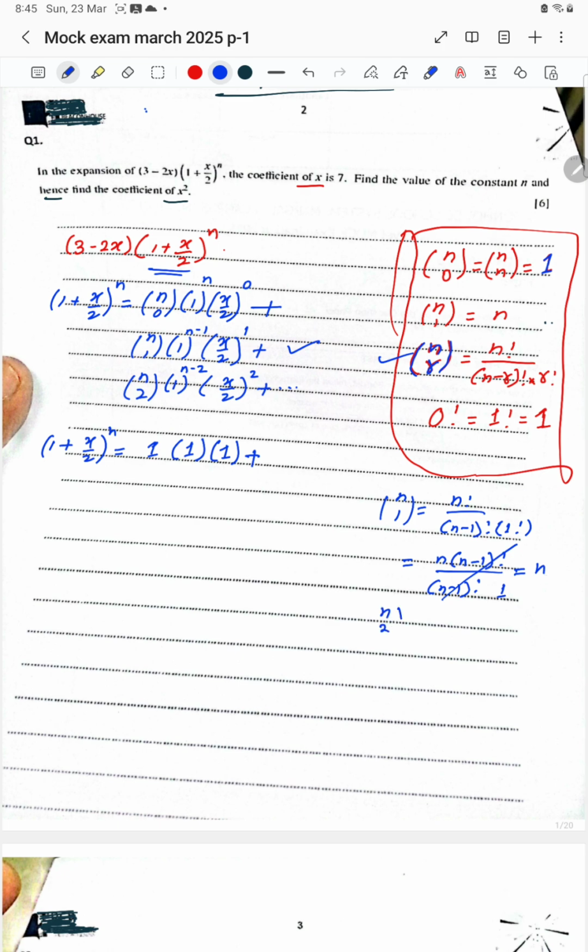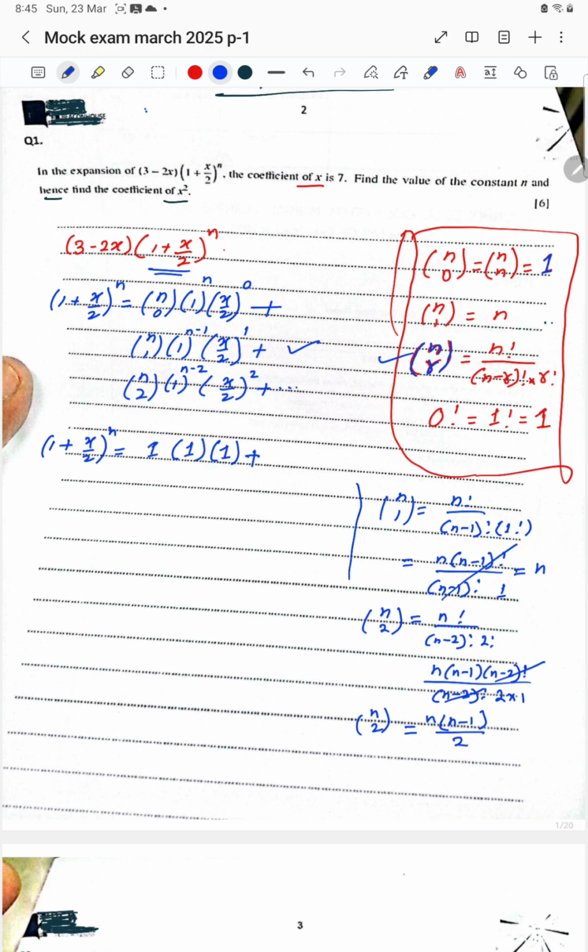The same goes with nC2. Let me write first n factorial divided by (n minus 2) factorial times 2 factorial. It will be n into (n minus 1) times (n minus 2) factorial, because the term in the denominator can be cancelled. And 2 factorial is 2 times 1. This goes, we have (n minus 1) times n by 2. This will be the expansion of nC2.